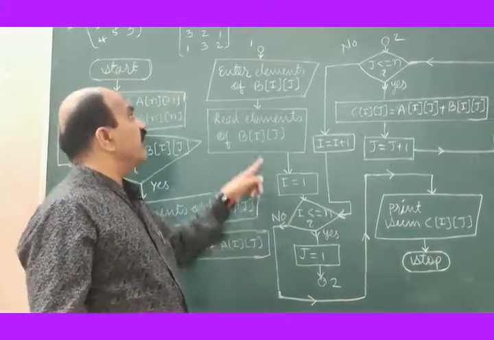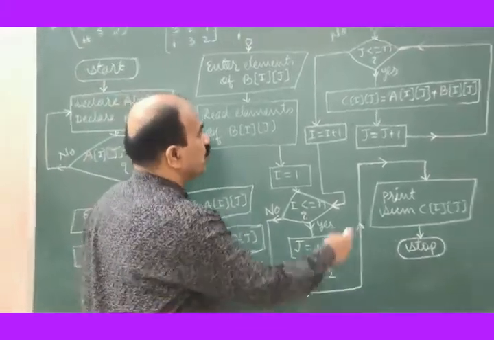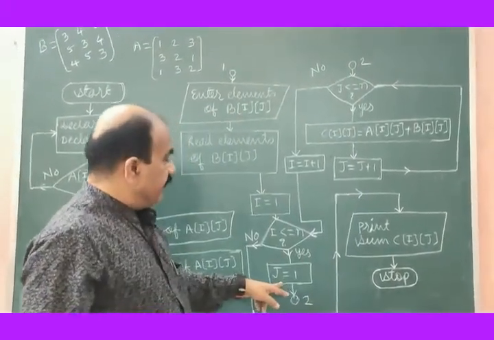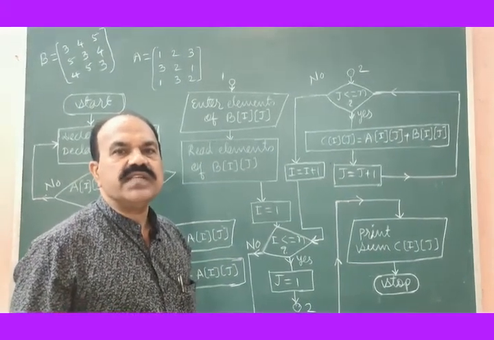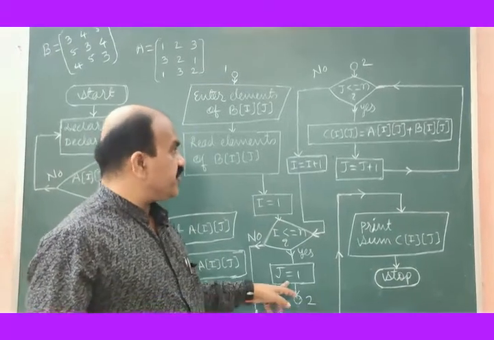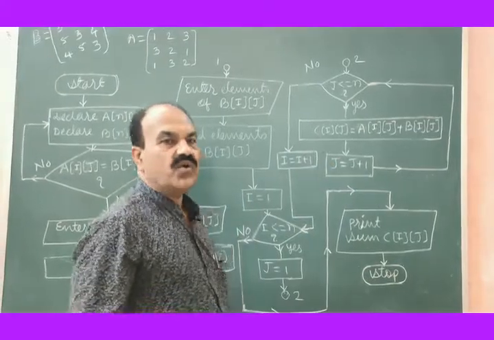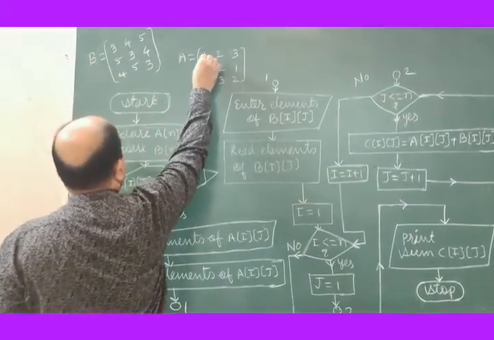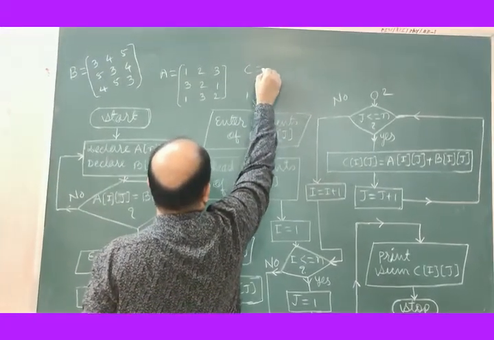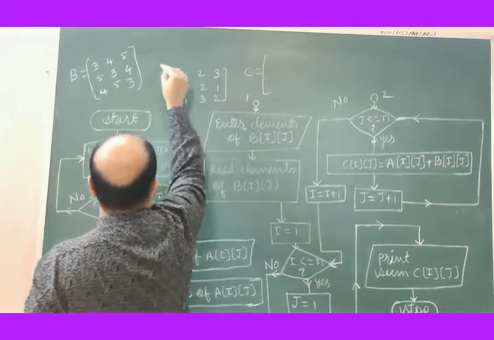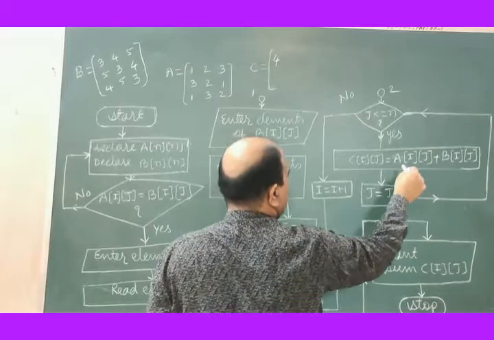Take j is equal to 1. First column, connector 2 connected here. Compare this j with the value of n. What is n for the columns? N for the columns is 3. So this j should not be more than 3. It is compared here. If yes, do the addition. How to do addition? This 1 gets added with this 3. So C matrix is equal to 1 plus 3, 4. This is done here.